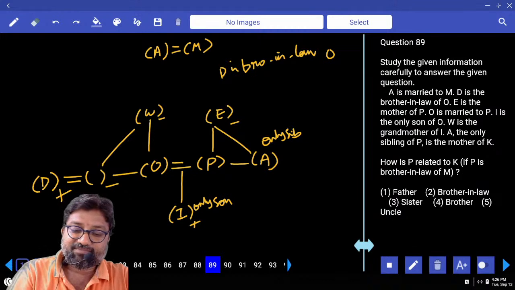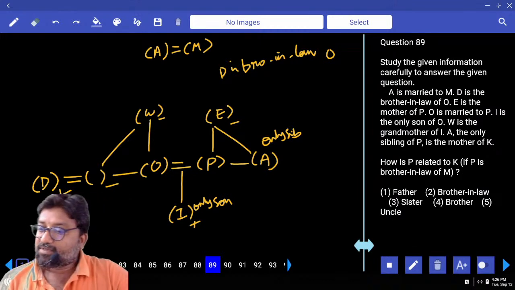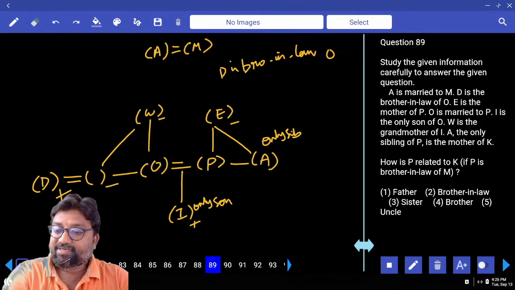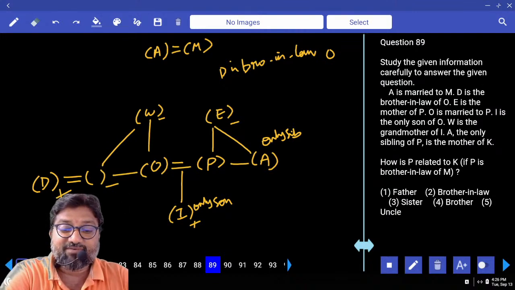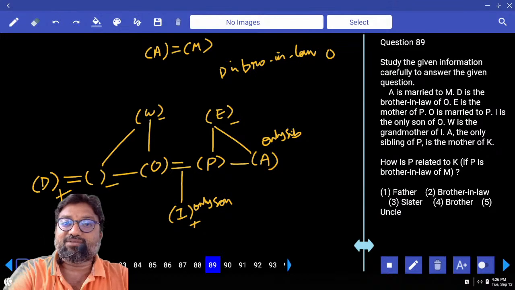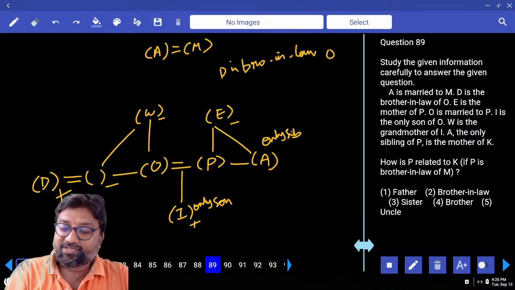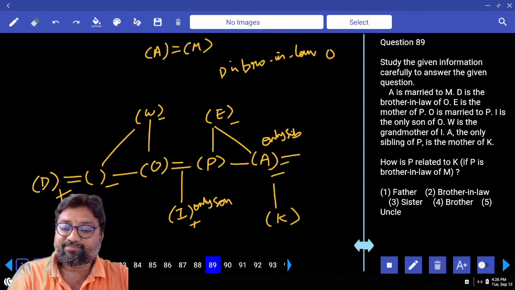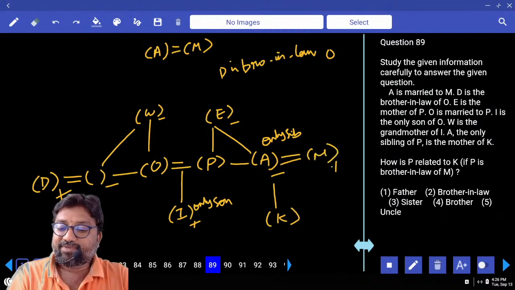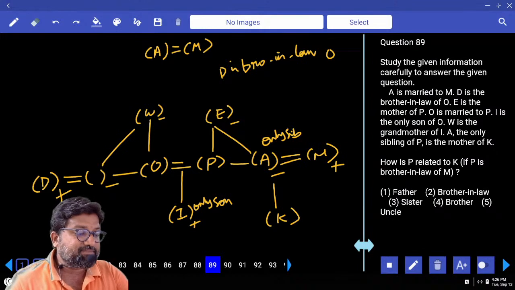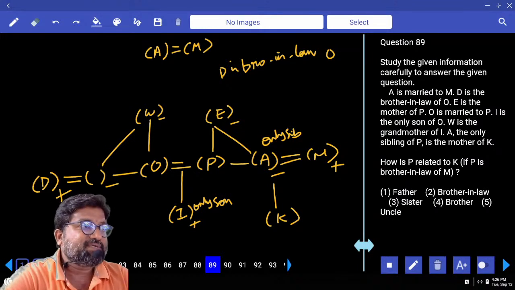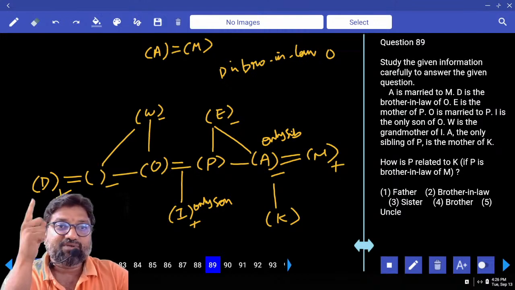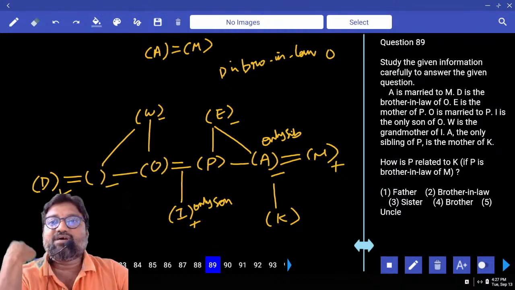B is the only sibling. A is the only sibling of the mother of K. Who is being talked about? A is the only sibling of P, mother of K. Then here what made the difference? That word only sibling. Because of that single word we have got this.